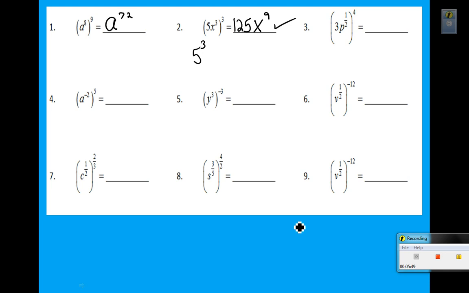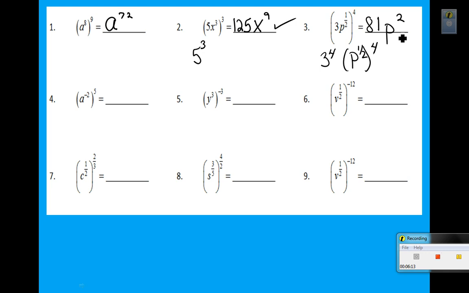Here's my number 3. I need to take 3 to the 4th power in my head or my calculator, and that's going to give me 81. Then I need to take p to the 1/2 to the 4th. Hey, don't be scared that there's a fraction. Our rule is you multiply. 1/2 times 4 gives me p squared. And then we're done.